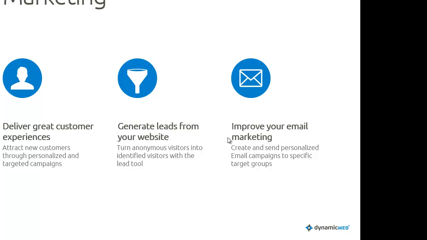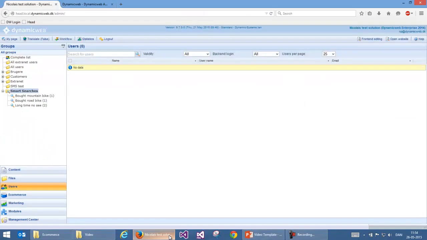Also, we're going to take a look at how we can use Dynamicweb marketing platform to generate leads for our sales organization, and also how we can use all the visitor information and content that we have on our website to send out personalized emails with reusing content from both content management and e-commerce. Let's take a look at some of the things we can do.